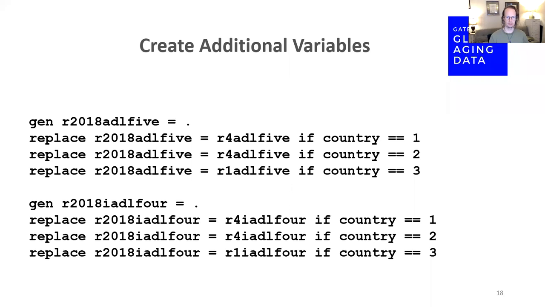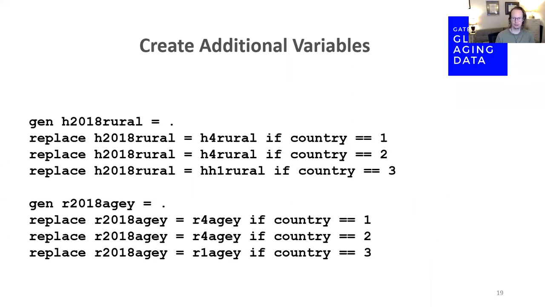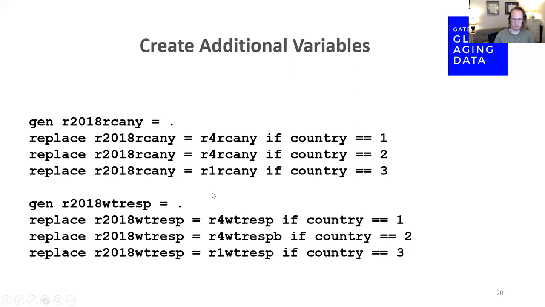So we're going to do this. We're going to make these year-specific variables for our ADL variables, our IADL summary variables. We're going to do exactly the same thing for our rural variable. Of course, remember here that in this last step for LASI, that variable is named HH1 rural if country is equal to 3. We'll do the same thing for our age variable. That's the age at this interview wave. We'll do the same for our indicator of whether received any help, and the same for our weight variable.